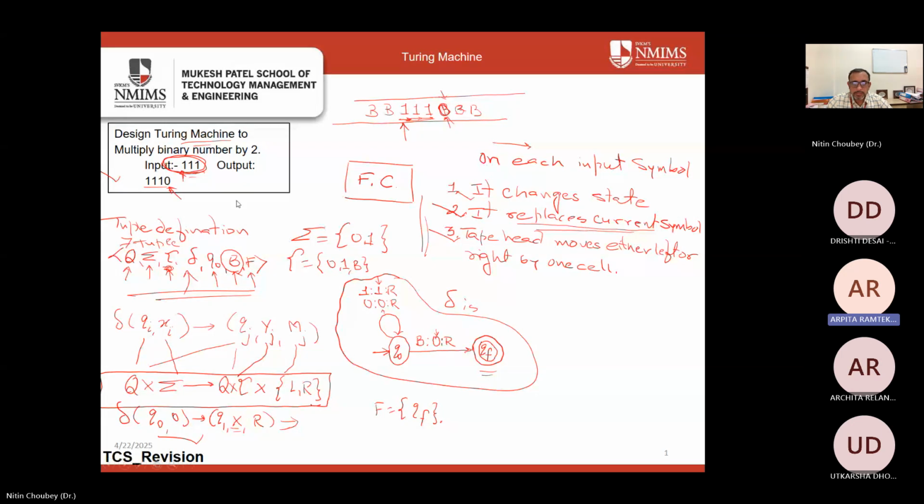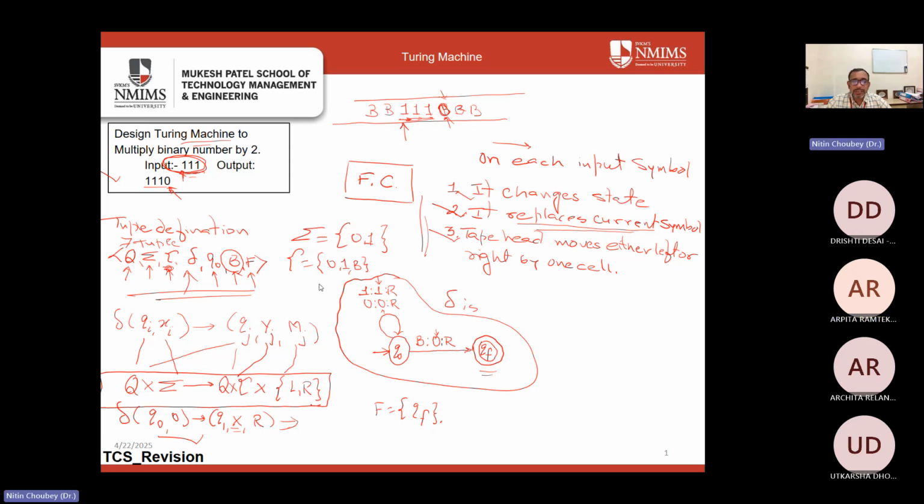Sir, can you explain the mapping of this question? Basically, I want to ask how we map the delta when we are making this transition diagram. While giving the delta in tuple, do we have to draw the diagram there, or do we have to give a mapping? I want to know that mapping.